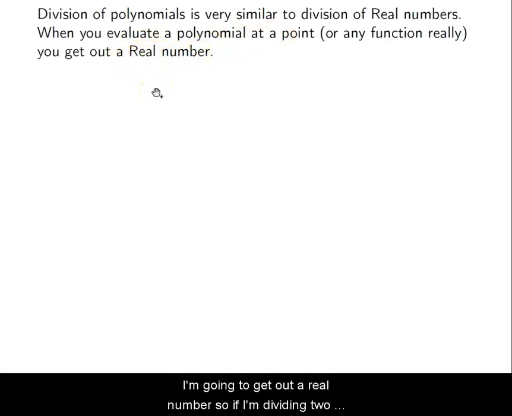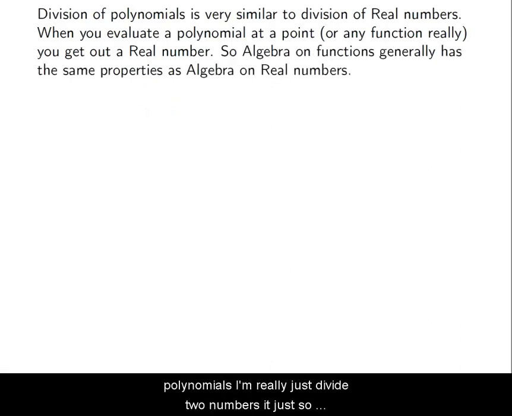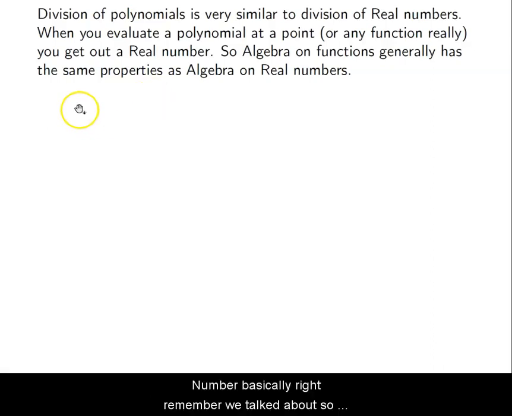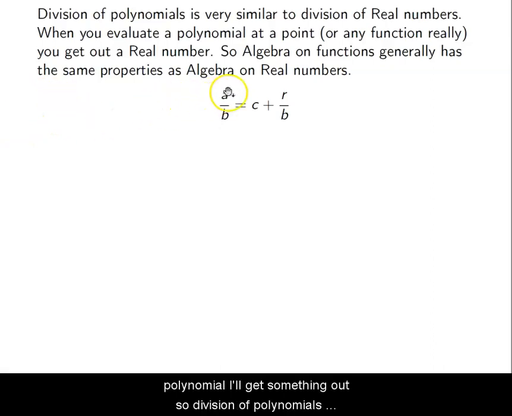So if I'm dividing two polynomials, I'm really just dividing two numbers, okay? It just so happens that the form of those numbers looks like a polynomial, because it works for any number, basically. So remember what we've talked about so far. When we've talked about algebra of functions, we've talked about the domain of a polynomial. I can plug in anything to a polynomial. There's no restrictions on the domain. So if I plug something into a polynomial, I'll get something out. So division of polynomials is really the same as just division of numbers.